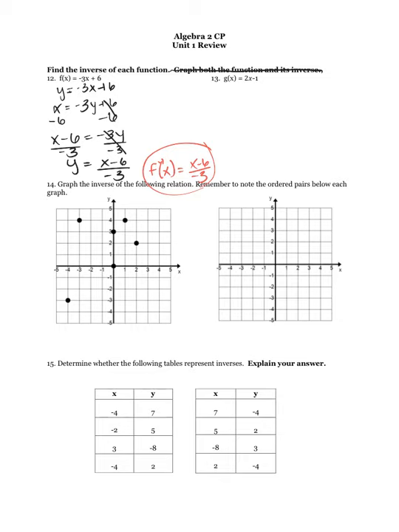I'm going to follow the same steps with number 13. Now, just because it says g of x, do not freak out. You are just going to write y. Just because it doesn't say f of x, you still change it. So we have y equals 2x minus 1. That was my first step. Now I'm going to switch: x equals 2y minus 1.